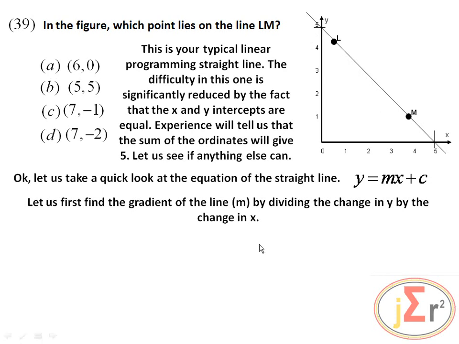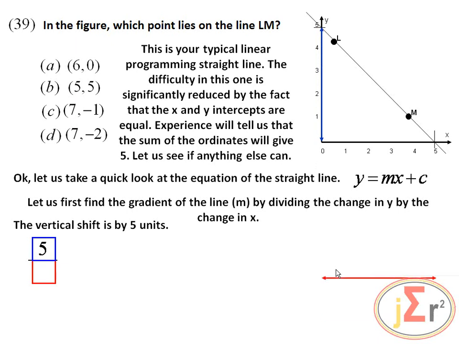So we have a situation where we need to find the gradient first. We do not have the gradient, so we need to determine the gradient first. That is what we have for the change in y, which is what will be in the numerator. The vertical shift is by 5 units, as we can see: 1, 2, 3, 4, 5 units. What about the horizontal? The horizontal shift is by 5 units also. Good.